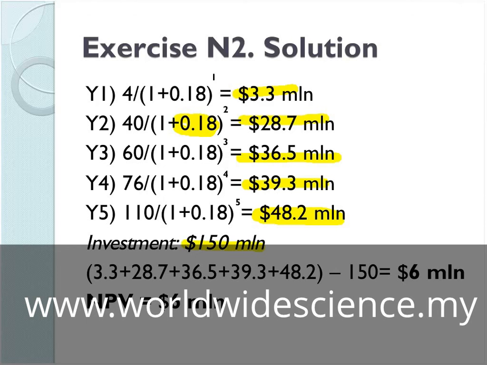So, based on the steps to calculate the NPV, you should add all your present values together in the summary and deduct from the investment. Then you will get your net present value, which is equal to 6 million US dollars. It is positive, that means the project is acceptable, and after the project you will get your net profit. That means you will recover the invested cost for the project, and in addition you will get a profit which will be 6 million. Okay.